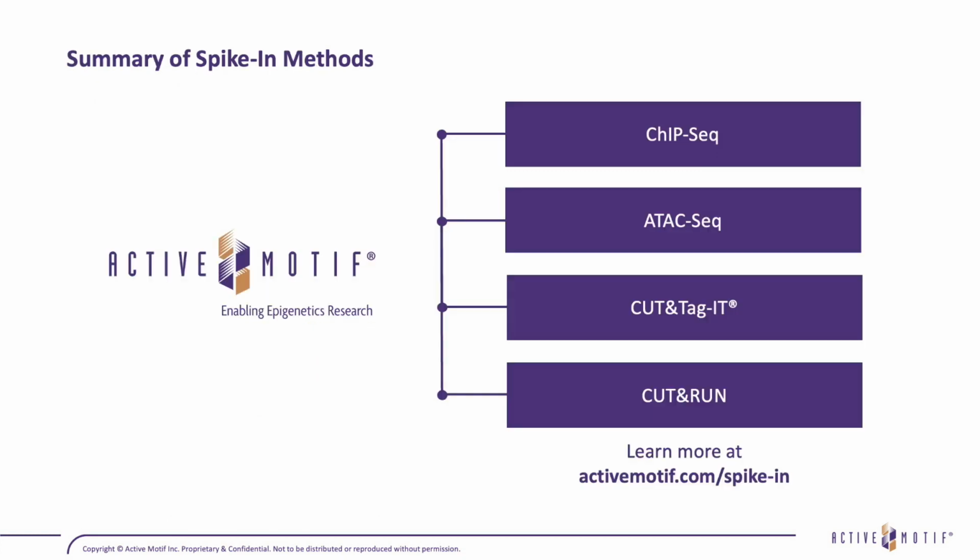And then in summary, I did share our spike-in method for ChIP-Seq. That's been around for a number of years. We use it in our services business. We also sell a product for ChIP-Seq spike-in. The new data I shared today allows spike-in normalization for ATAC-Seq, CUT&Tag, and CUT&RUN, and all those new methods are available at Active Motif along with the corresponding Drosophila nuclei and antibodies for spike-in normalization.